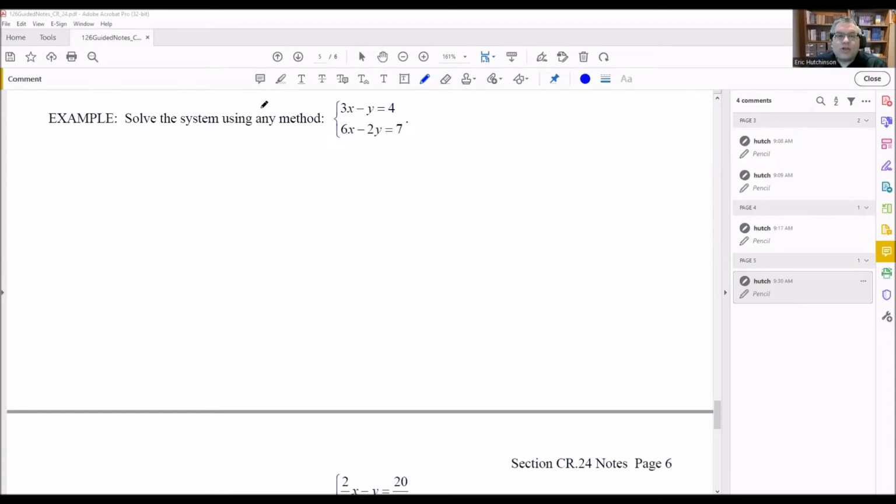For this system of equations, it's telling us that we can solve by using any method. So we can use either graphing, substitution, or elimination. In this case, I notice that there is a y that's by itself. Since there's a y by itself, this might be a good problem to use substitution.